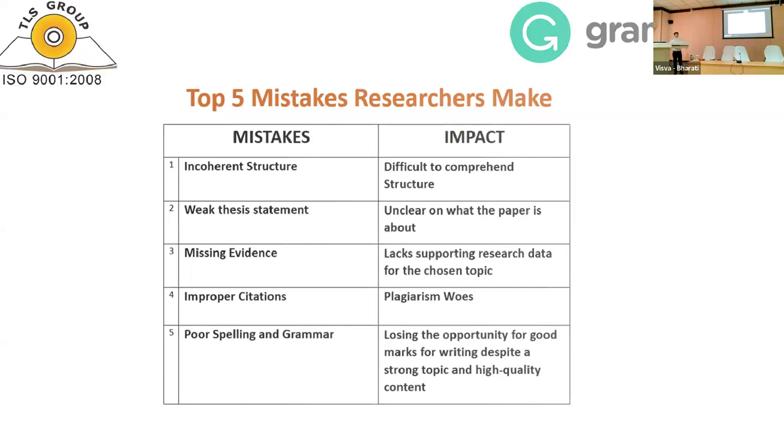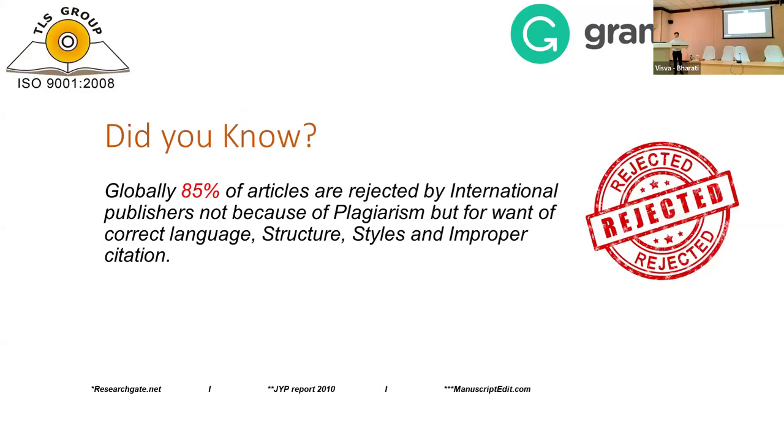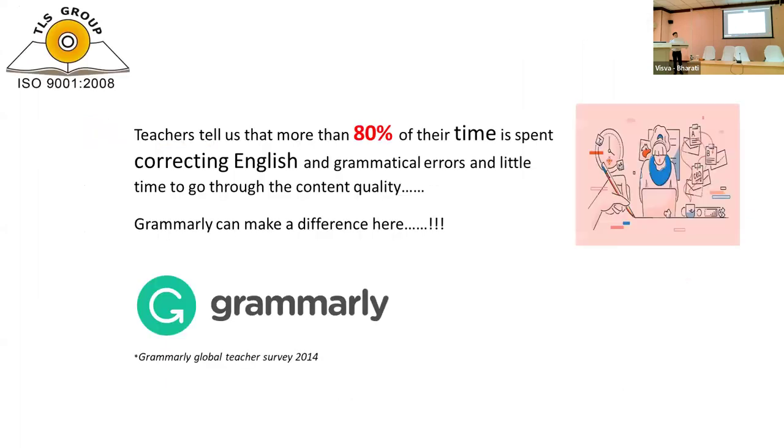A quick fact I would want to share with all of you here today, that globally, 85% of the articles are rejected by international publishers. And that is not because of plagiarism, but for want of correct language, structure, style, and proper citation. When I talk again about improper citation, this is where plagiarism comes in. So I'll definitely brief you on how plagiarism happens, or at an advanced level how plagiarism comes in, and how this can be corrected within your writing itself, how you can prevent plagiarism. Having a tool like Grammarly will ensure that during your writing itself, you are preventing plagiarism, so that you have 99.9 chances that your paper is accepted when you send it for a final plagiarism check.